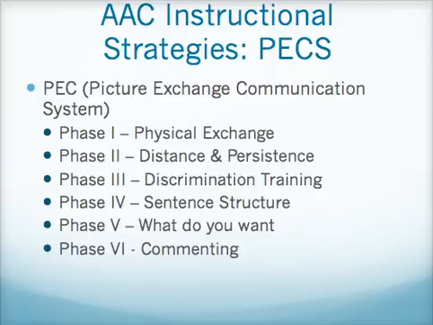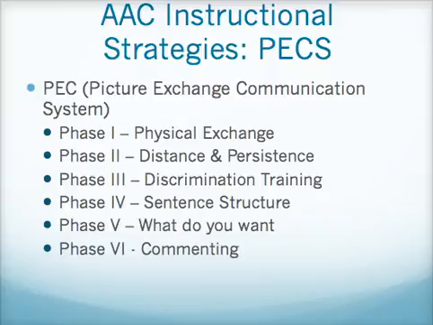So the first phase is physical exchange. And the goal of this is to teach the student to hand the picture to the teacher, right? Typically this requires two adults. So one adult is behind the student and one is in front of the student. When the student reaches for a desired item, the adult behind the student is going to guide the student to pick up the picture and give it to the adult in front, right? So that physical exchange is being physically guided by a teacher who's behind them, guiding them to give the picture to the other adult. And then that physical assistance is going to be gradually faded away as the student learns to do this on their own.